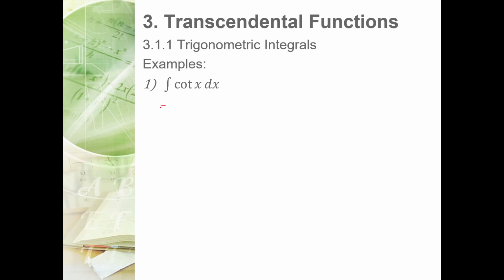So if we try to break cotangent even further, you have cosine x all over sine x dx. Okay. So next, we need to determine our u sub.